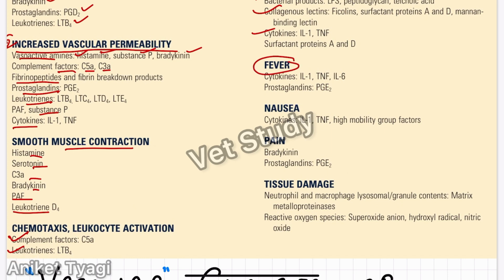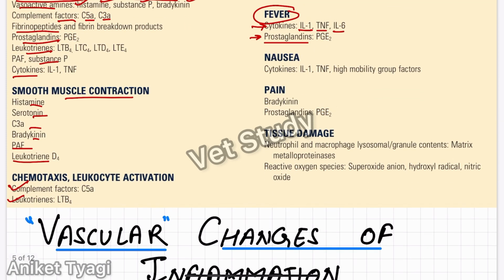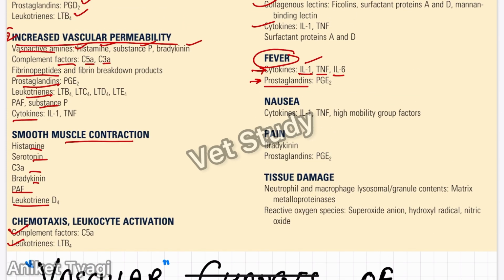And fever, as we have already discussed, there will be fever in case of inflammation. This fever occurs due to cytokines like interleukin 1, tumor necrosis factor, interleukin 6 and prostaglandins. So this is important, that fever occurs due to some cytokines and prostaglandin, right? And what are those cytokines? These are interleukin 1, tumor necrosis factor and interleukin 6.